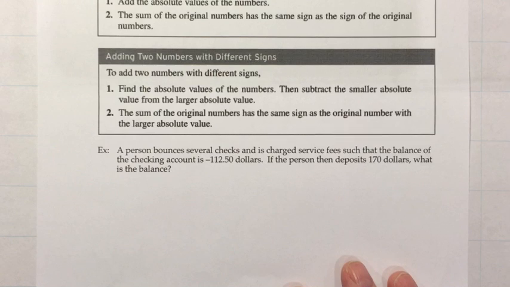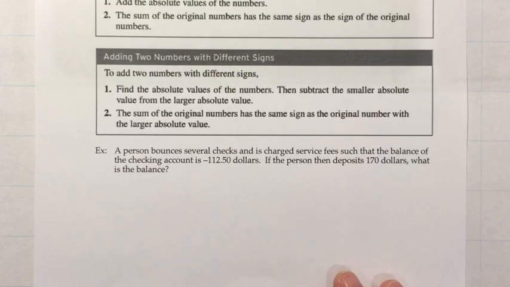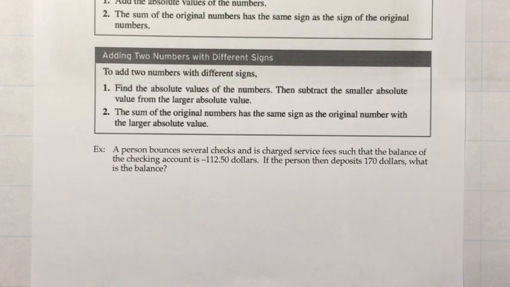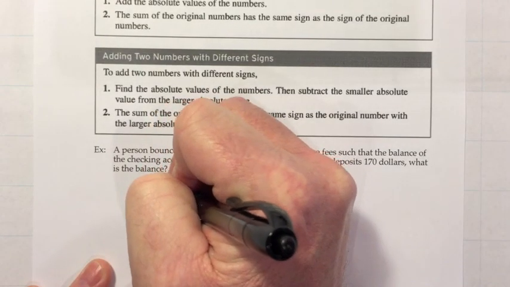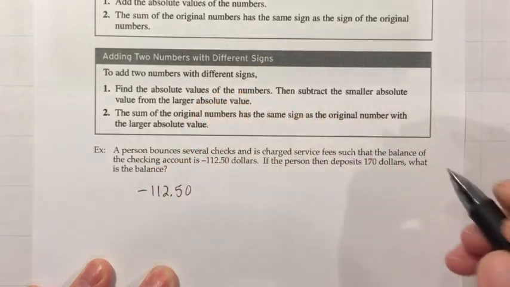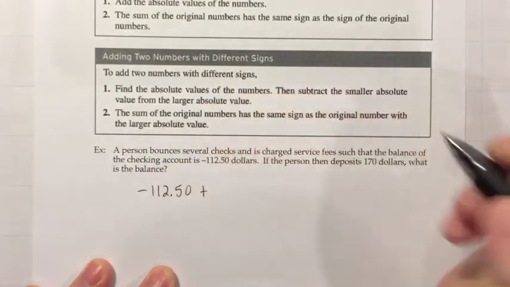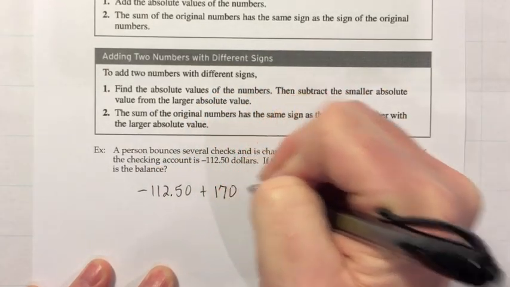Let's just look at a quick application now. A person bounces several checks and is charged service fees such that the balance of the checking account is negative $112.50. If the person then deposits $170, what's their balance now? So we're starting off with negative $112.50, and then we're making a deposit, so we're adding to our account $170.